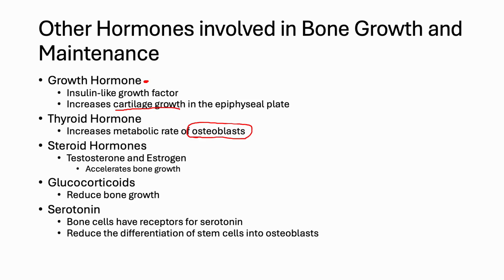Okay, glucocorticoids. So these are things like prednisone that if given as prescriptions, they can reduce the bone growth because they reduce growth at the epiphyseal plate.